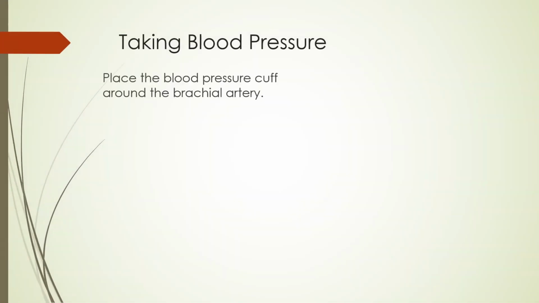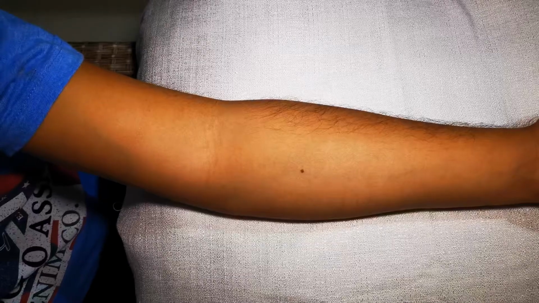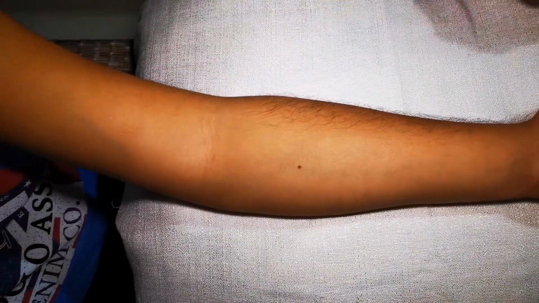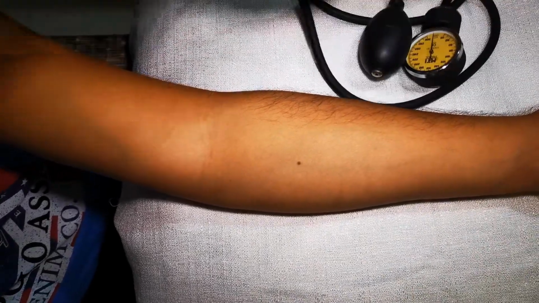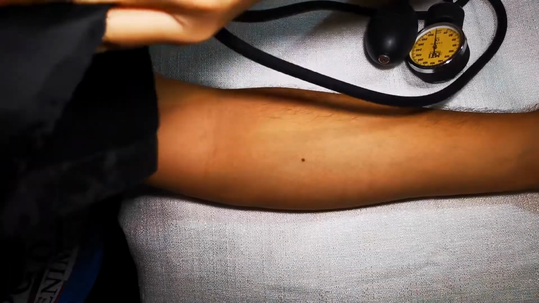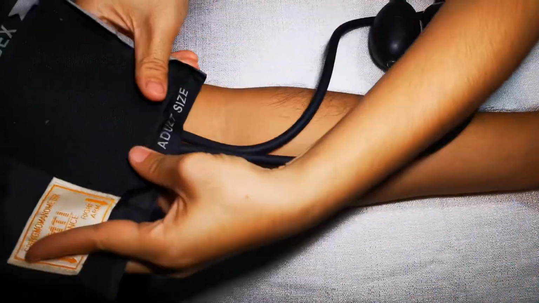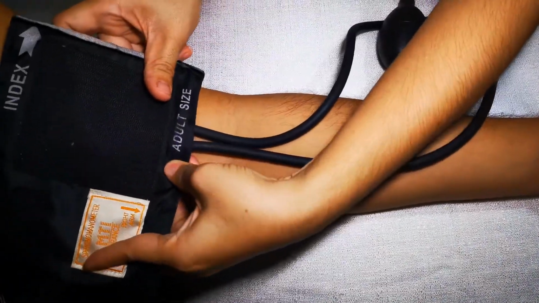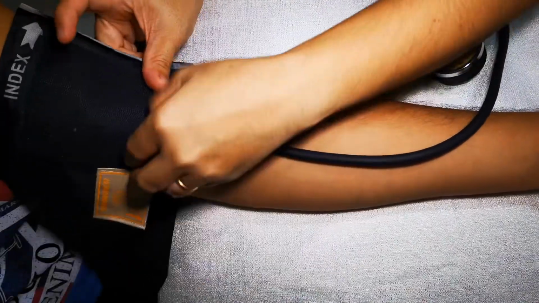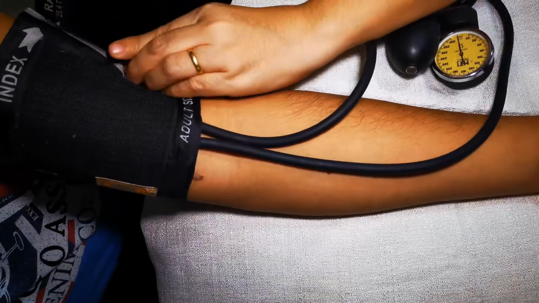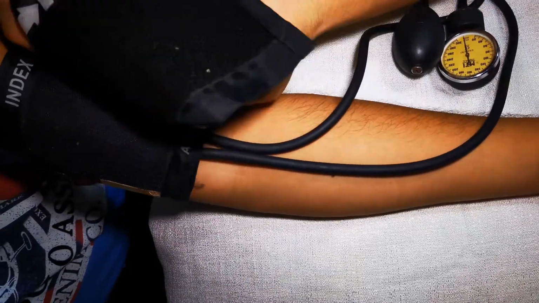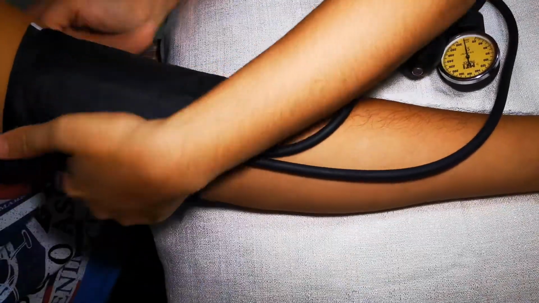Next, you have to place a blood pressure cuff around the brachial artery. The client's arm should be bare up to the shoulder, or the client's sleeve should be well above the elbow. Wrap the cuff snugly and smoothly around the client's arm above the elbow. But do not wrap it so tightly that the client is uncomfortable from the pressure. Leave the area clear where you will place the bell or diaphragm of the stethoscope.